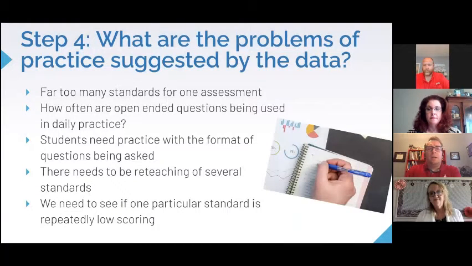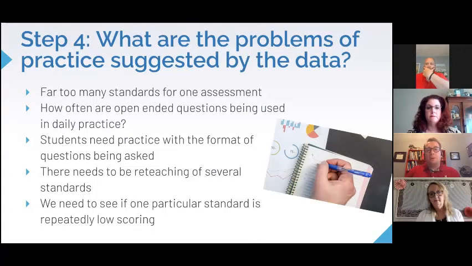All right, in step 4, we looked at problems that we could look at based on the data. First and foremost, there were far too many standards for one single assessment. I know typically in my own experience, if you test more than 2 or 3 standards on a test, kids are going to get overwhelmed. So I saw that and realized there's a lot of standards on that particular test.